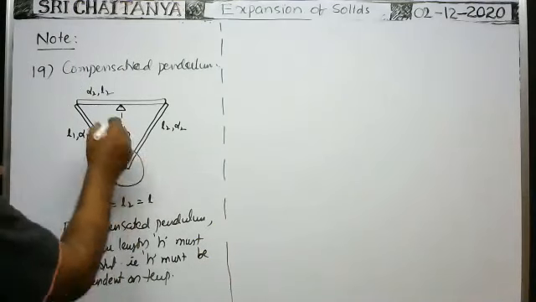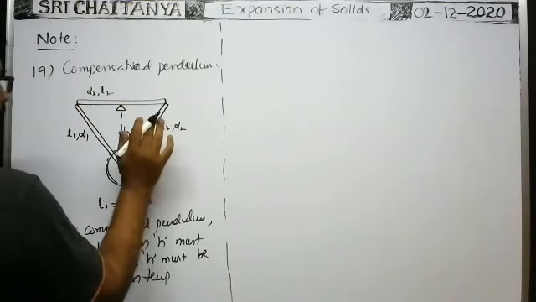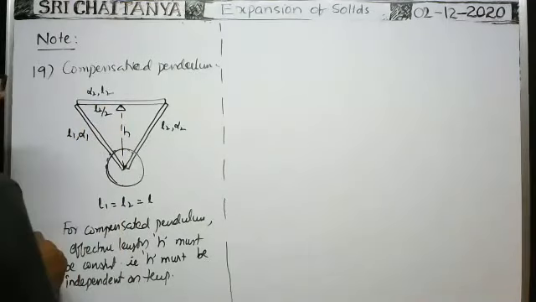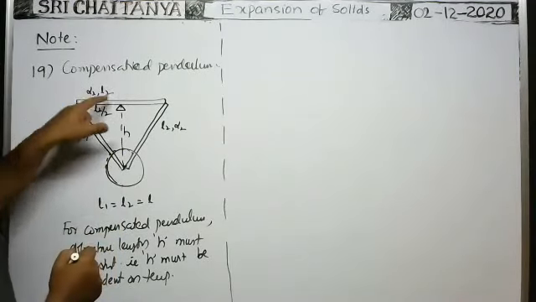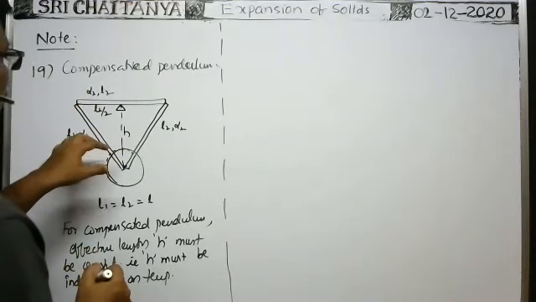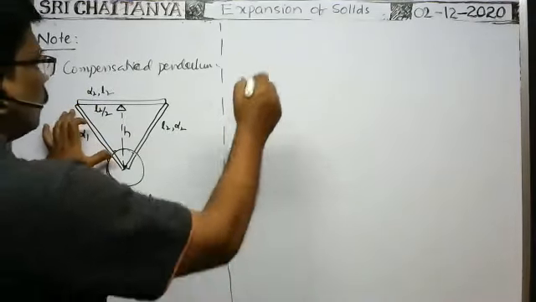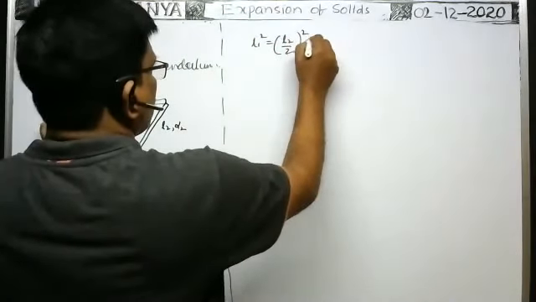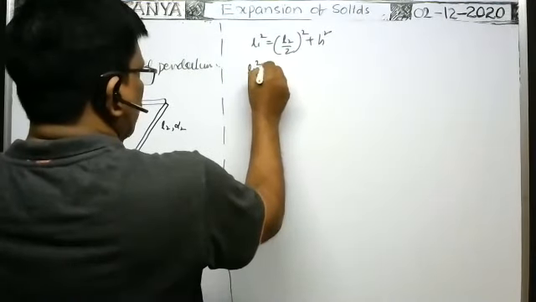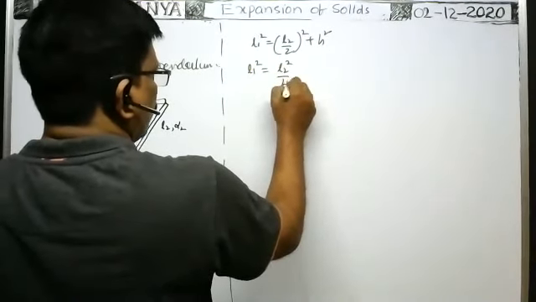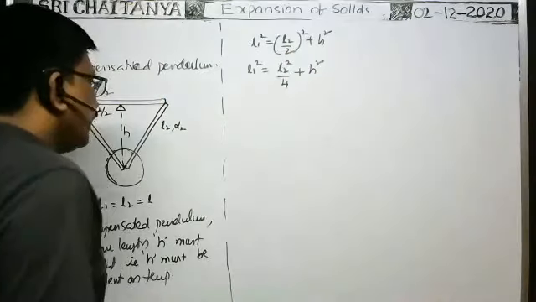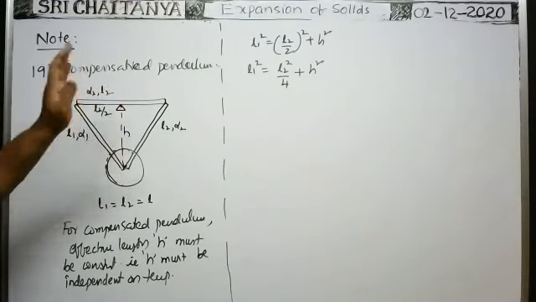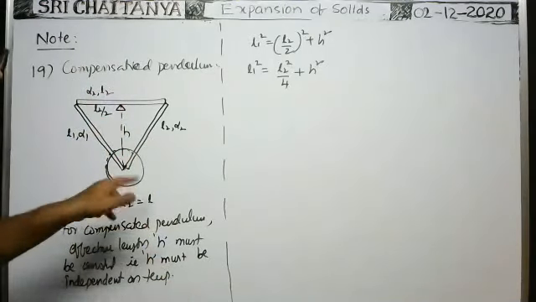So you see, what about this length? At a given temperature T1, the length of this rod is L1, and this length is equal to L2 by 2. Then from this right angle triangle, according to the Pythagoras principle, L1 square is equal to L2 by 2 whole square plus H square. So L1 square is equal to L2 square by 4 plus H square. Even if temperature changes, the height must be constant. That's why with temperature, this H should not change for a compensated pendulum.